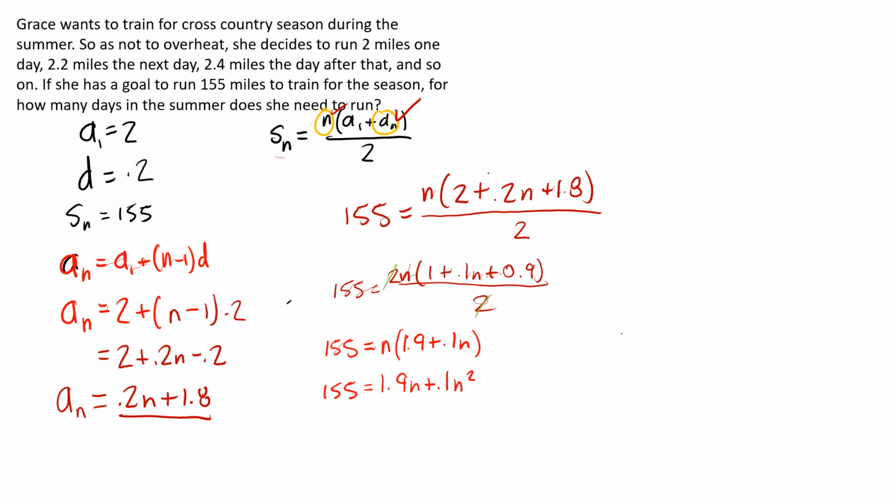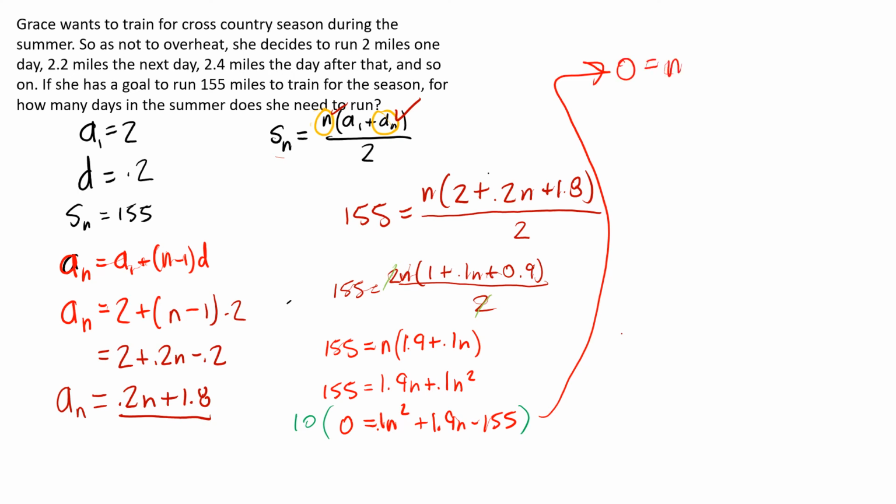Okay, I don't like these decimals. So let's move the 155 over. 0 is equal to 0.1n squared, I'm also rearranging this in descending order of degree, plus 1.9n minus 155. Now I don't like these decimals, so I'm going to multiply this whole thing by 10 to get rid of the decimals. So what we're going to have then is a quadratic where 0 is equal to n squared plus 19n minus 1,550. Okay, so can we factor this?